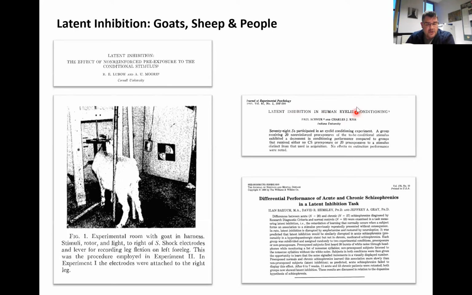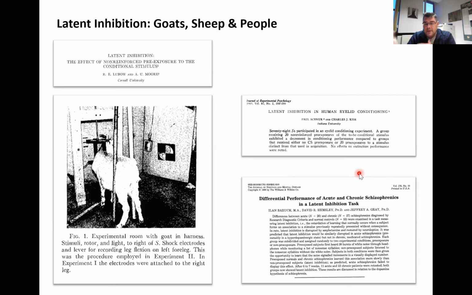Latent inhibition is interesting for a number of reasons. For many years, there's been work looking at the relationship between latent inhibition and schizophrenia. People with acute schizophrenia have typically been shown to not show the latent inhibition effect.